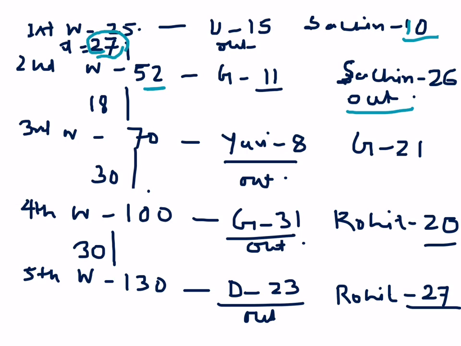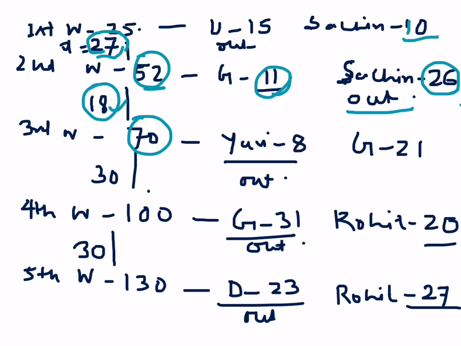Gambhir is obviously playing on 11 and Sachin got out at 26. Of this 27 increase, 16 has gone to Sachin and 11 has gone to Gambhir. After that, we have an increase of 18 runs. The third wicket falls at 70. So from 52 to 70, there is an increase of 18 runs. If I give these 18 runs to Gambhir, he reaches a score of 29 at most. So even at 29, he's not out. So obviously, the only person who can get out is UV at his score of 8.